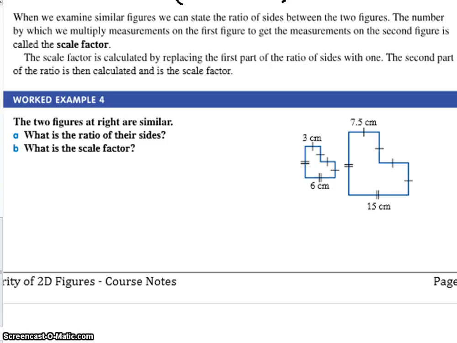Levi, pick a pair of corresponding sides. Which ones? 6 and 15. Is there a 9? No, nice try. It was 6 and 15. So that's the ratio of their sides, 6 to 15.